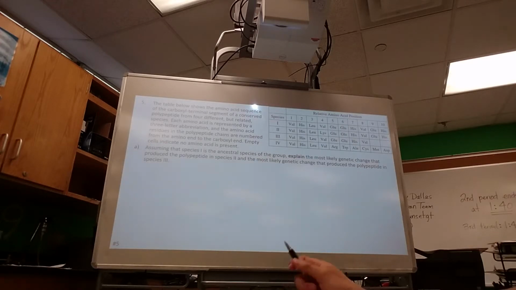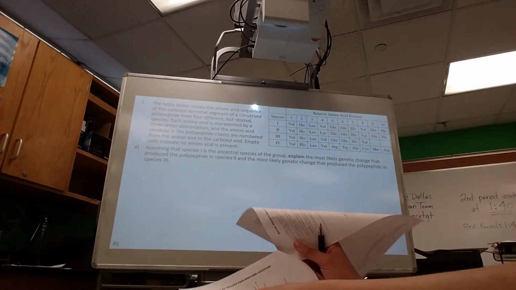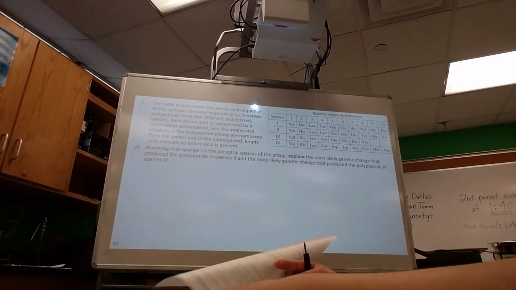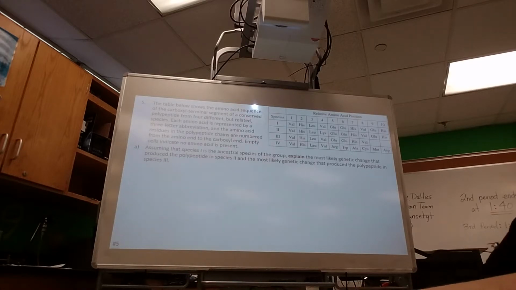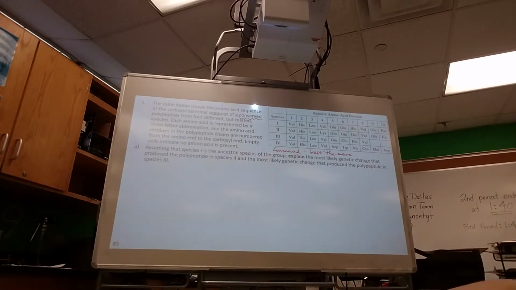Alright, number 5. The table shows the amino acid sequence of the carboxyl terminal segment of a conserved polypeptide from 4 different but related species. So it's showing a segment of a conserved peptide. When something is conserved, especially in the evolutionary sense, that means it's kept around or kept the same. Like wildlife conservation, you're trying to keep wildlife populations from decreasing.